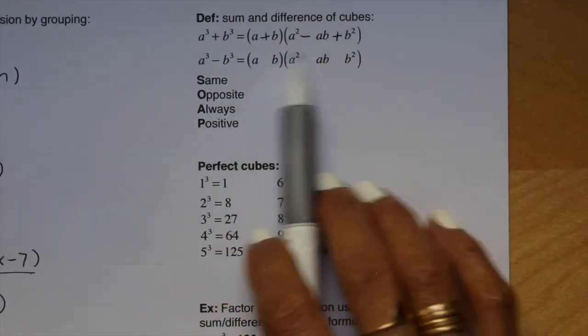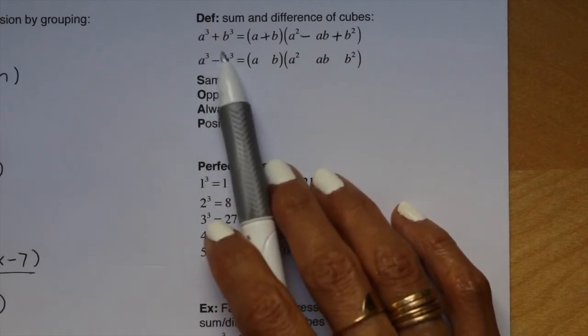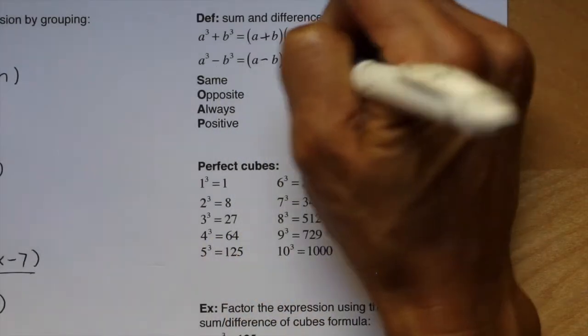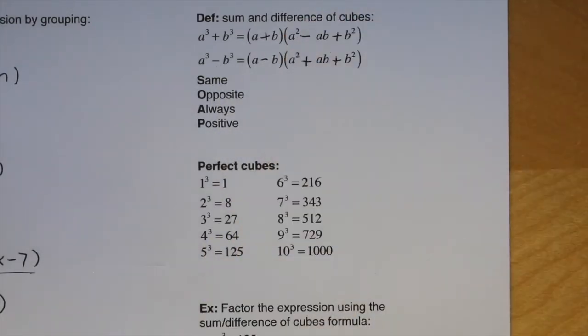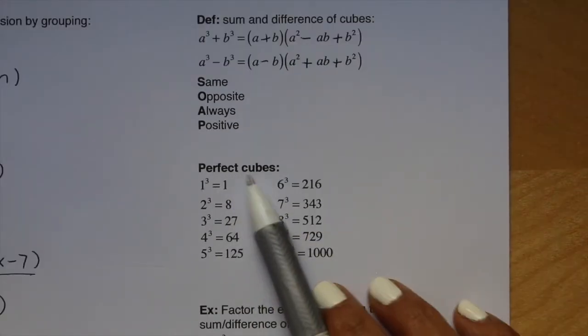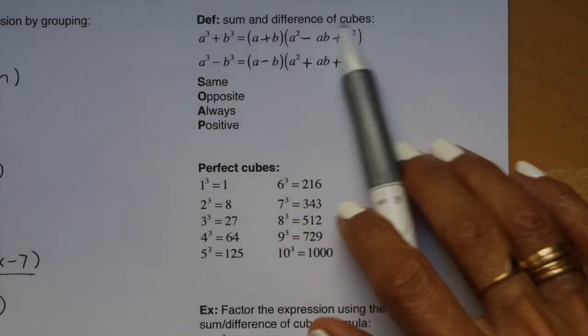We're going to do the same thing right here. The original problem is a cubed minus b cubed, so the sign starts off the original problem with a negative. So we go same, opposite, always positive, and that's how you fill in your signs. So right here I have listed some perfect cubes, so when you see 1, 8, 27, 64, and so on, that's your hint that you're going to most likely be using sums and difference of cubes.